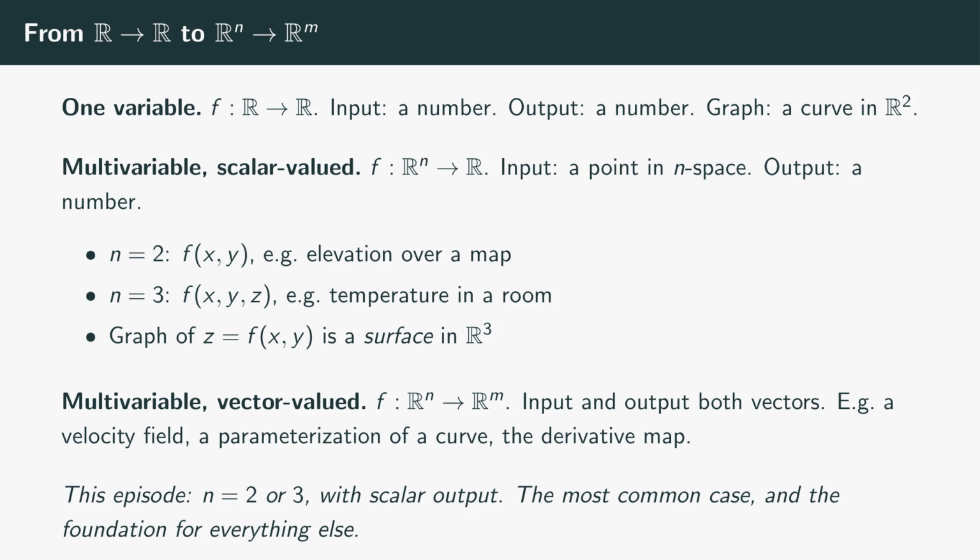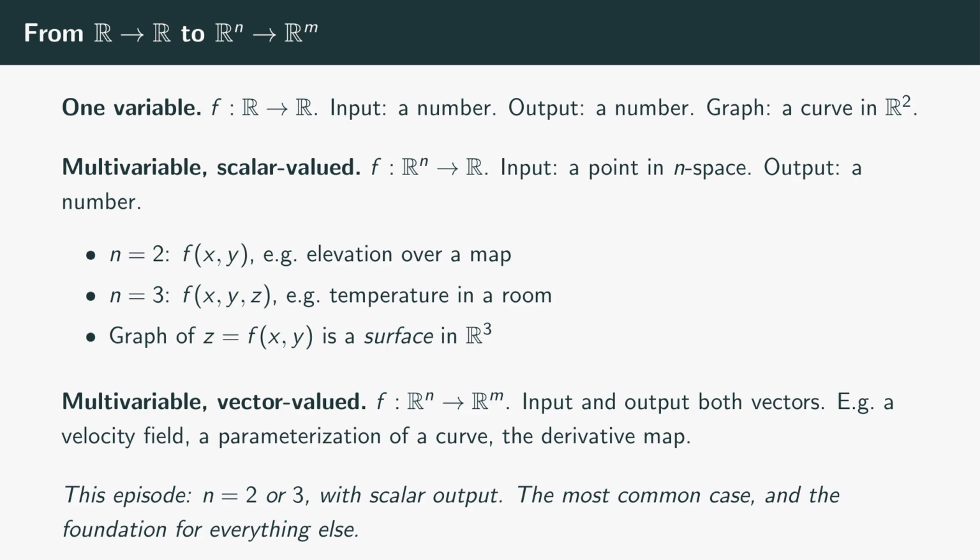Two special cases dominate practice. First, scalar-valued multivariable functions. f maps n-dimensional space to the real numbers. The output is just one number. This is the most common case. Two variables, f of (x, y), think elevation over a map or potential in a plane. Three variables, f of (x, y, z), think temperature at every point of a room or pressure throughout the atmosphere.